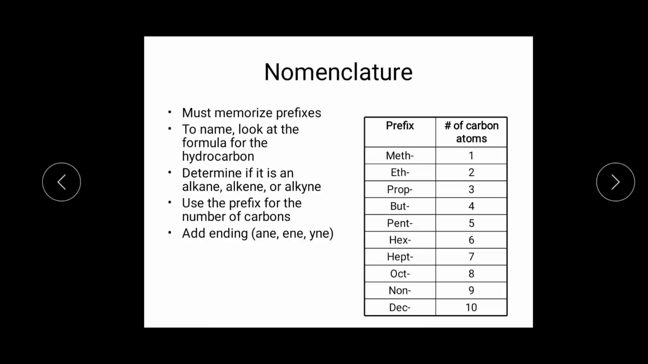To name, look at the formula for the hydrocarbon. Determine if it is an alkane, alkene, or alkyne. Use the prefix for the number of carbons and add the ending -ane, -ene, or -yne. Ane for alkane, ene for alkene, and yne for alkyne.